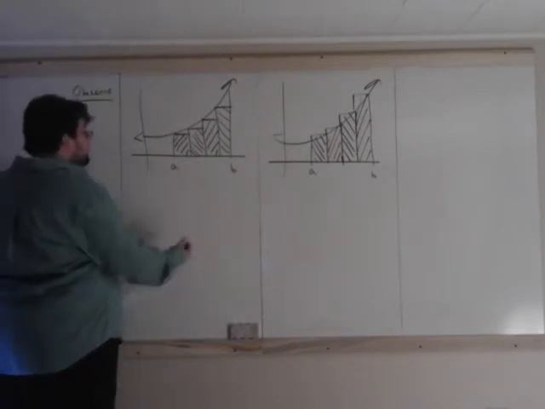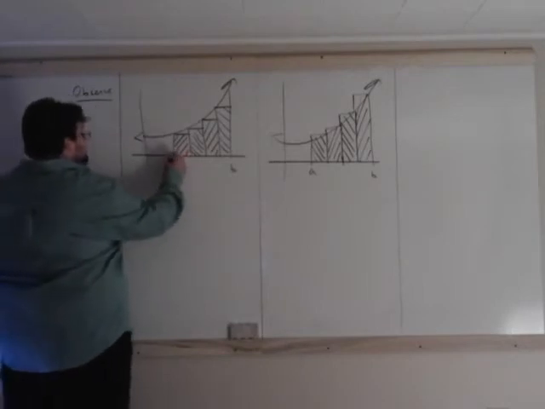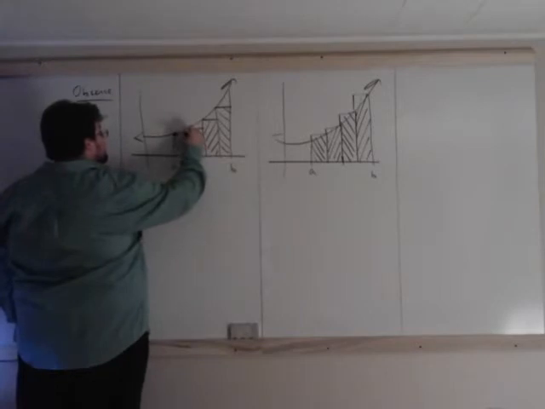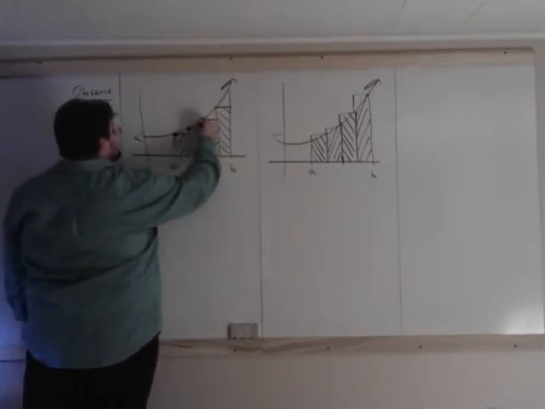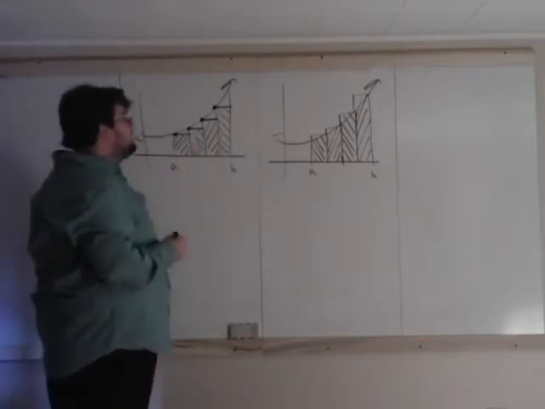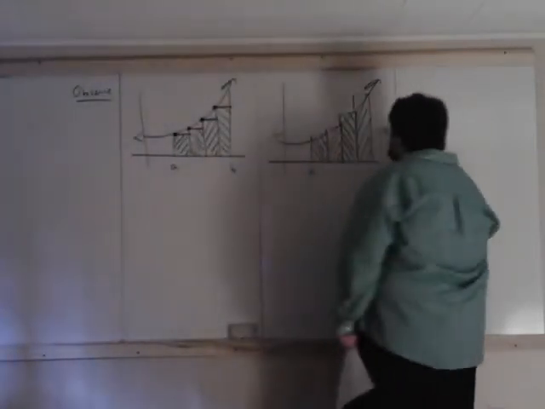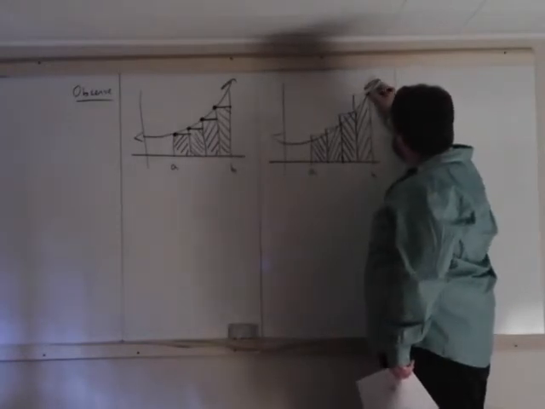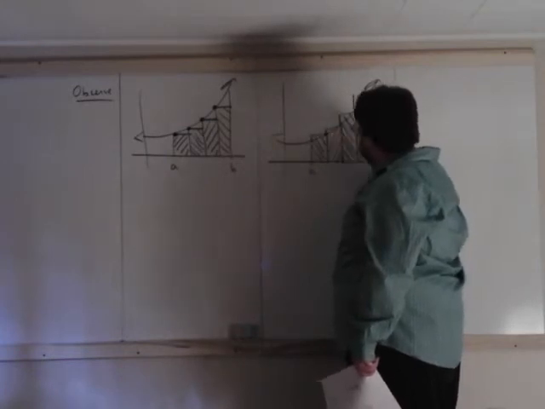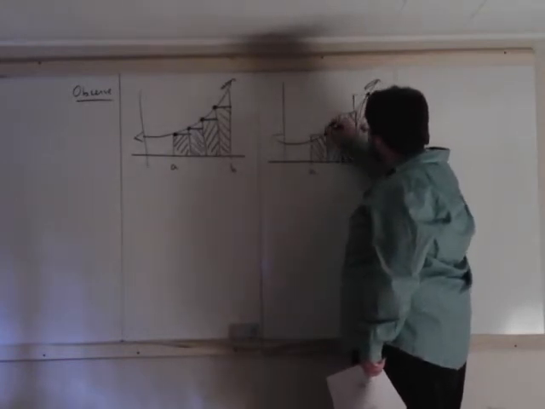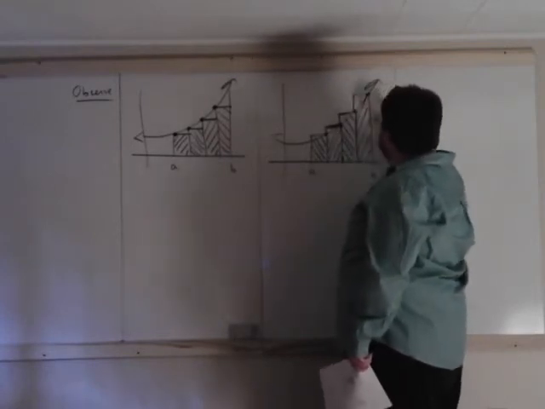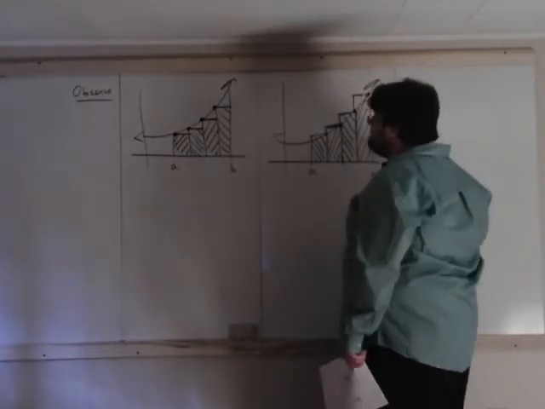Here we used 4 rectangles, and let's look at how we formed them. We started up here and we went over. We started up here and we went over. Started up here and went over. Started up there and went over. How did we form these? Well, let's start down here. We started down here and went over. We started over here and went over. We started here and we went over. We started there and went over.